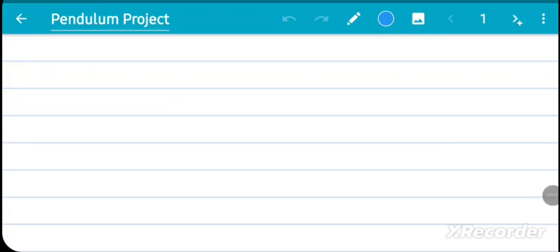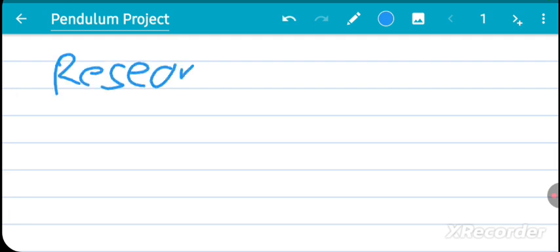Okay, so here is a detailed walkthrough of the Pendulum project. Regarding the Pendulum project, in the end you're going to have about 4 outlines. You're going to have something called the research task. You're going to write stuff underneath here.